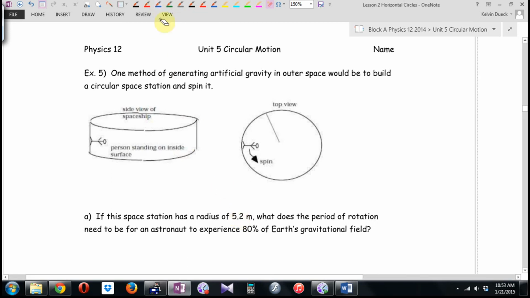I'm going to change the number here. Instead of having a radius of 5.2, let's make the radius 55 meters. Okay? Because I want to be realistic. What does the period of rotation need to be? Now, this is a huge space station, but this would be feasible to generate an artificial gravity of 80% of the Earth's gravitational field. So, you ready?